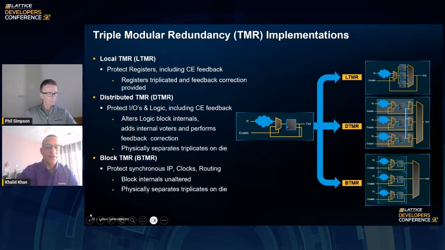Block-level TMR provides module block-level triplication without looking into the internals of the module block, and adds voter logic only at the output of the triplicated modules.